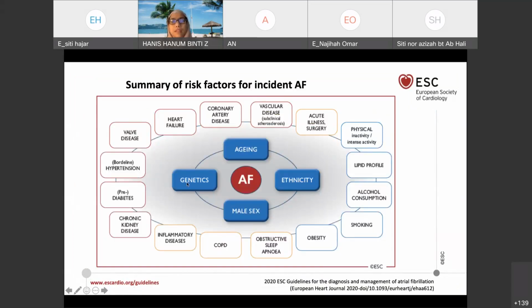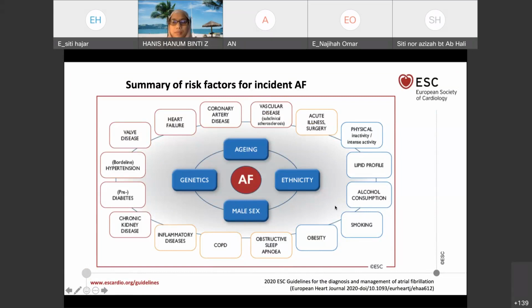Now, these are the risk factors. Who is at risk of getting AF? It can be seen in this slide. Like what I've said earlier, male sex are at increased risk of AF. Patients who are aging, ethnicity and genetics.